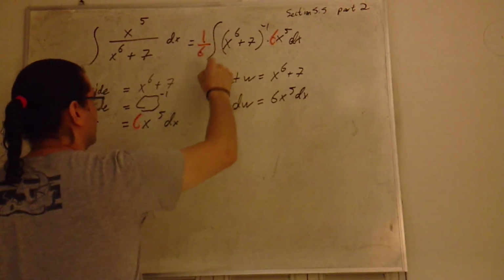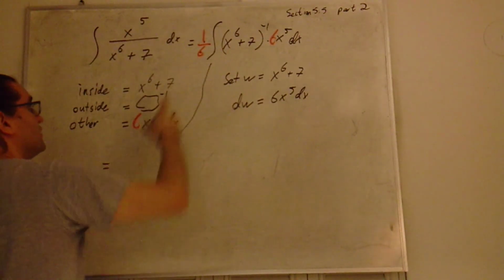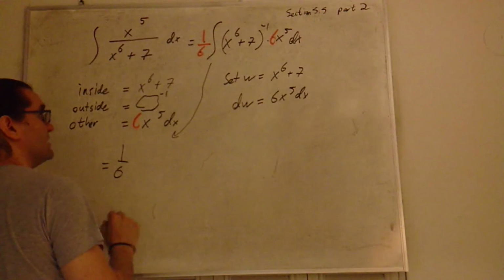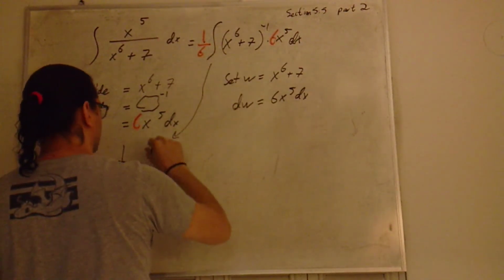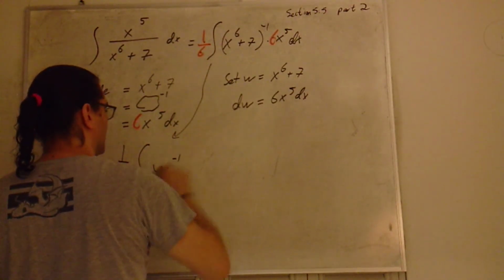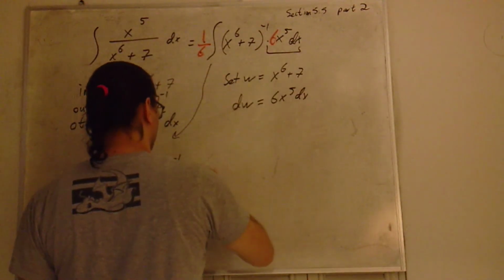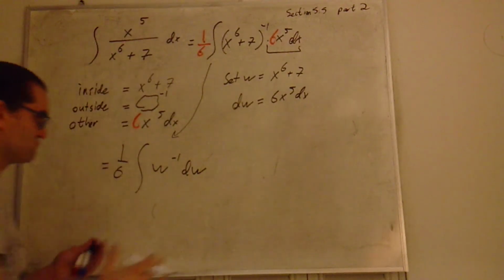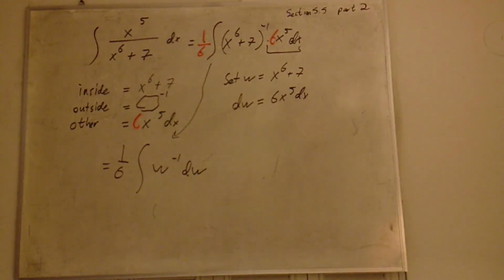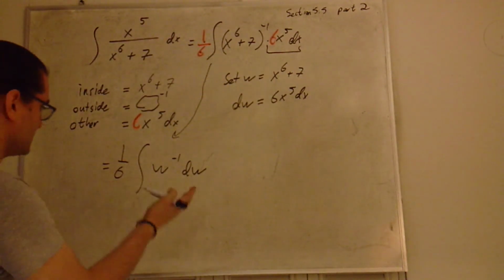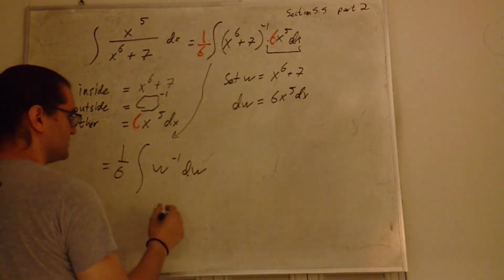I'm going to slide right down here. The 1/6 on the outside stays. This thing turns into a w to the negative 1. This whole piece turns into dw. And that's all that's left after this substitution. 1/6 w to the negative 1. It's nice and simple.